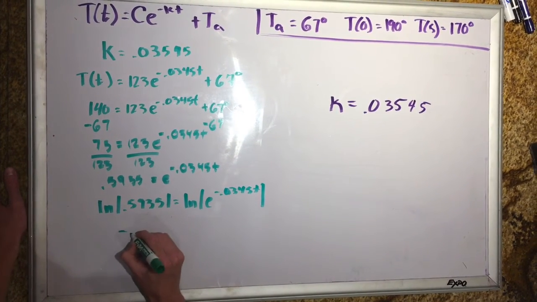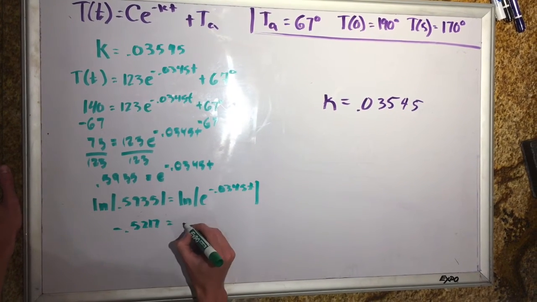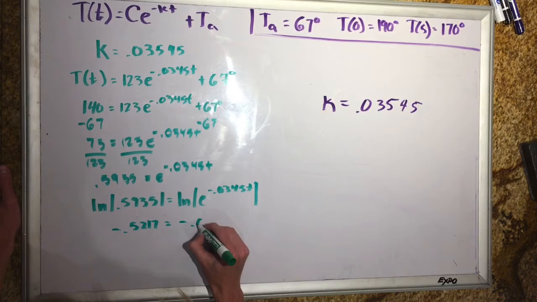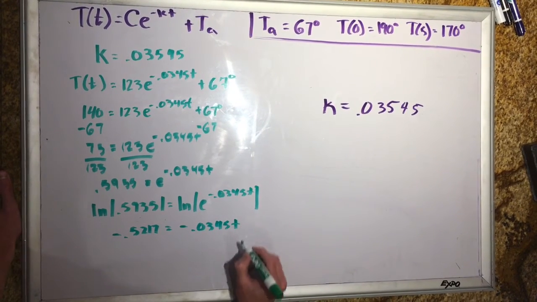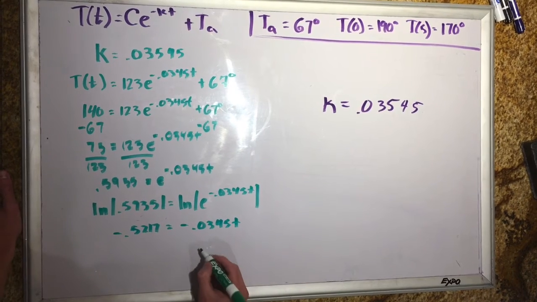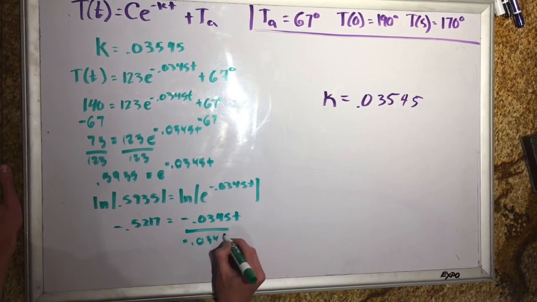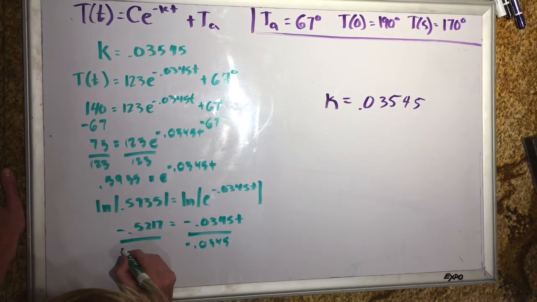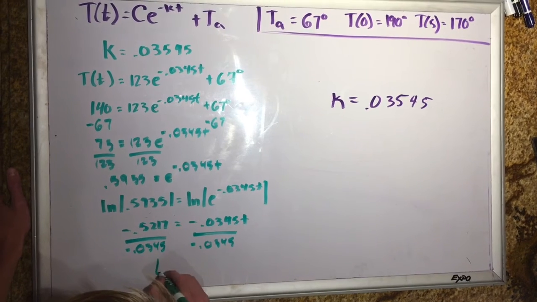Now, all that's left is to solve for t. When we solve for t, it shows us that it will take 14.7 minutes for the brownies to cool down to our perfect eating temperature of 140 degrees. Great job, Sam.